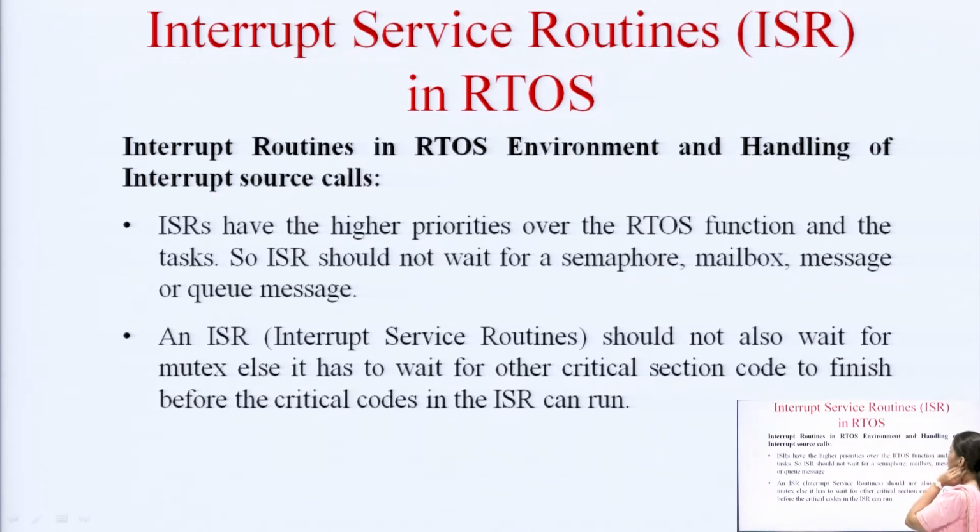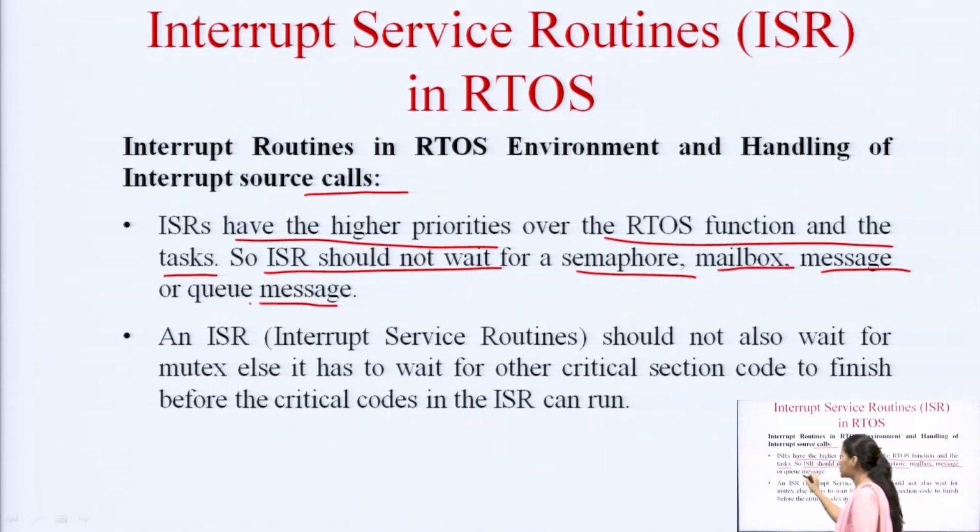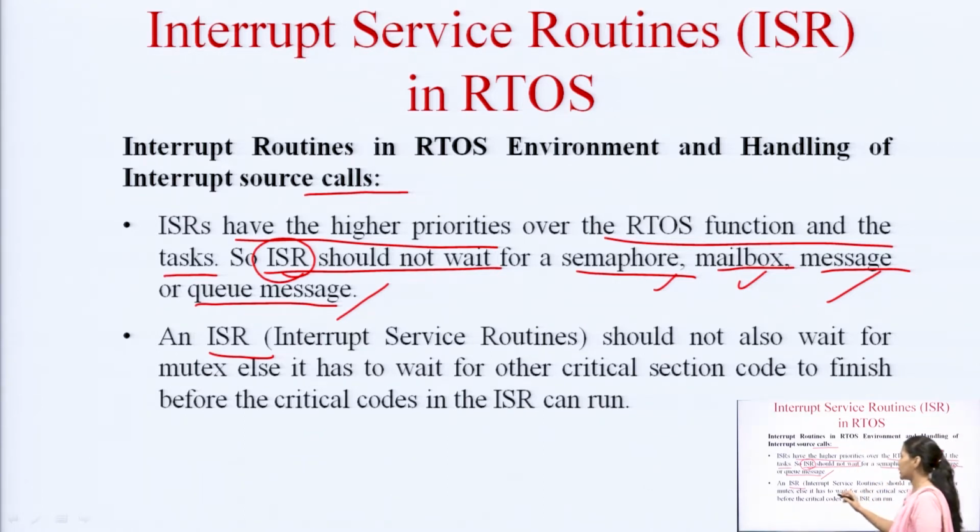So, when we talk about the interrupt service routines in real time operating systems, there are certain interrupt source calls, and interrupt service routines have higher priorities over the RTOS function calls and the tasks. So, interrupt service routines should not wait for a semaphore, mailbox, message or queue message. That is, the interrupt service routine has the higher priority over all these semaphore, mailbox, message or queue messages. Even the ISR has the higher priority over mutex.